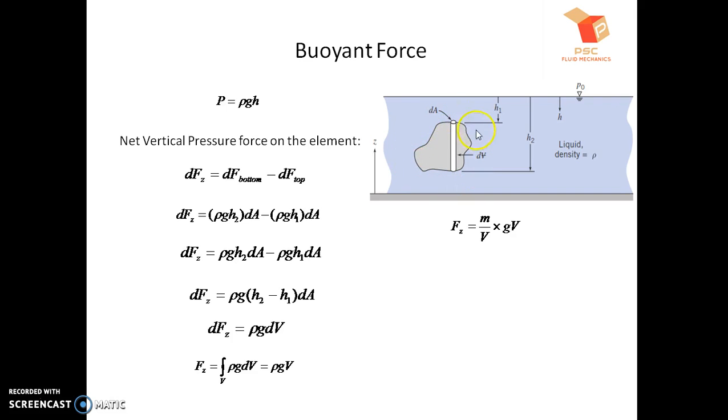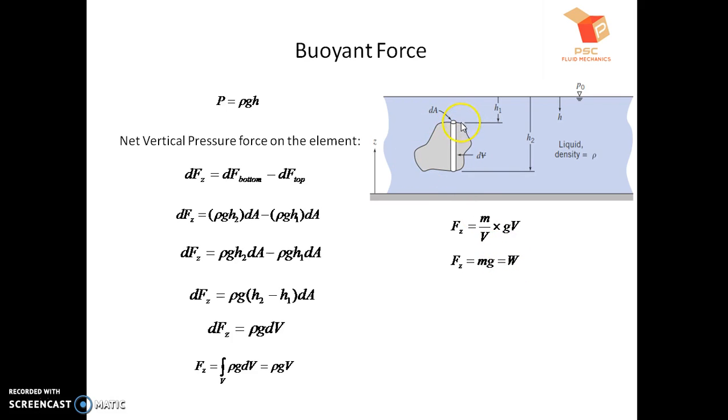So in case of a submerged body, this volume of the body is equal to the volume of fluid displaced. So mass per unit volume of fluid and this volume can be considered the same. So this volume will get cancelled out, and what we will get? Fz equals mg, which is nothing but equal to weight. So this W is the weight of the fluid displaced.